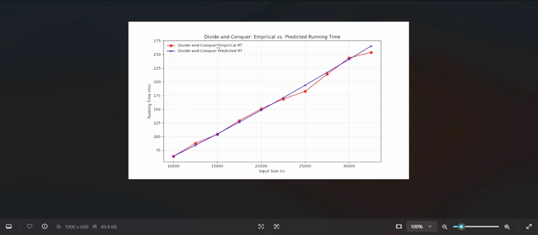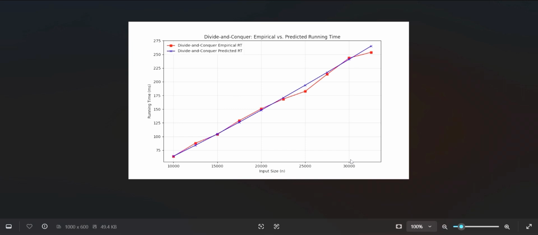Here also is a similar comparison, but for divide and conquer algorithm. Here, runtime grows much slower than brute force. And also, the predicted line matches empirical data closely, validating the O of n log n behavior.